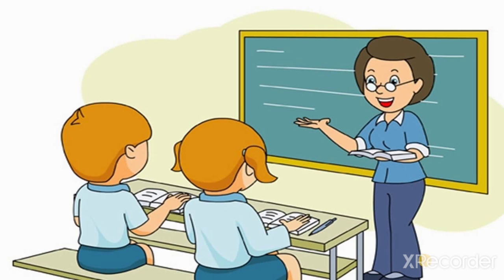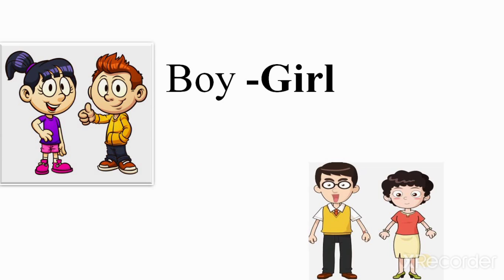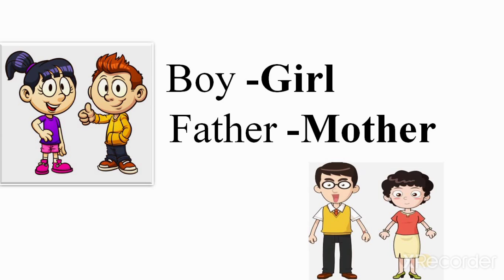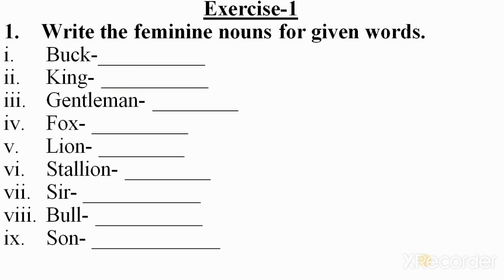Now, let's move to an exercise to know more about genders. In this exercise, you have to write the feminine gender of the given words. For example, the feminine gender of boy is girl and feminine gender of father is mother. In this way, you have to write the feminine nouns of the given words in the exercise. The exercise is here on screen. Now let's move to solve it.